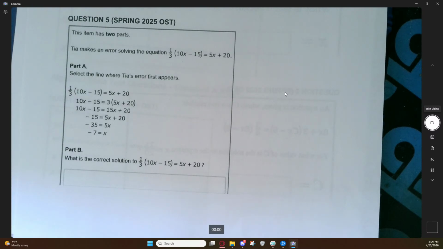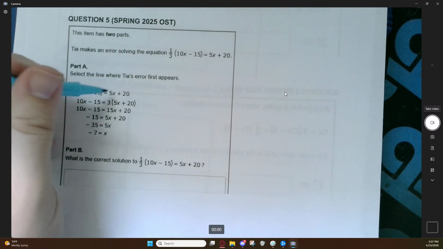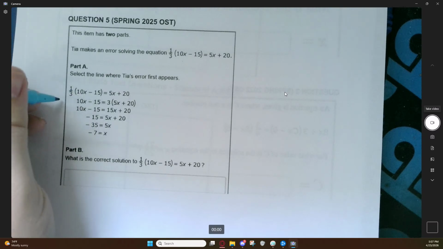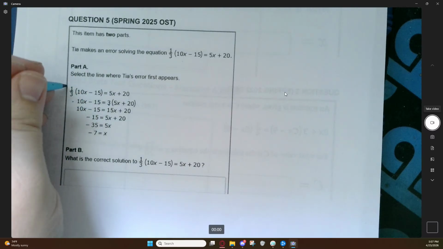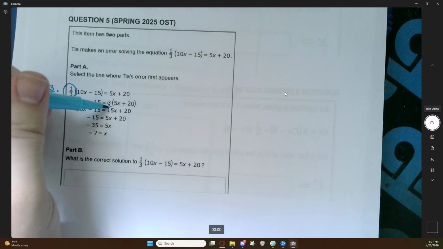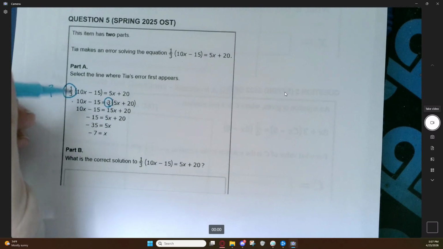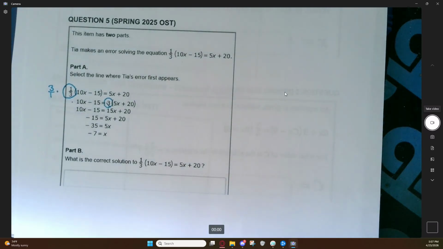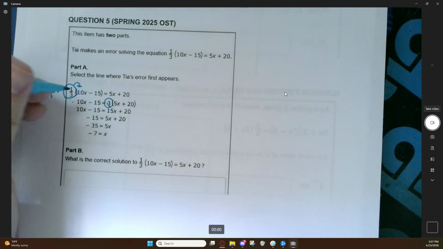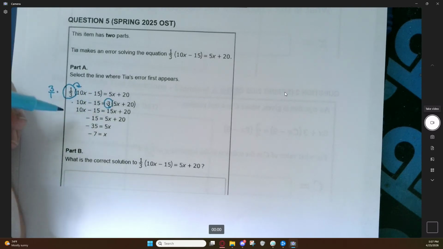Alrighty then. So, 1/3 times (10x minus 15) equals 5x plus 20. Then it looks like what they did was they multiplied both sides by 3. I can tell that because the 1/3 went away. The way that you get rid of a fraction is you multiply by its reciprocal, or 3 over 1. It looks like they multiplied both sides by 3 to get rid of the fraction, because if you tried to distribute the 1/3, you would end up with 10 over 3, and that's messy. So know that you can also just multiply both sides.